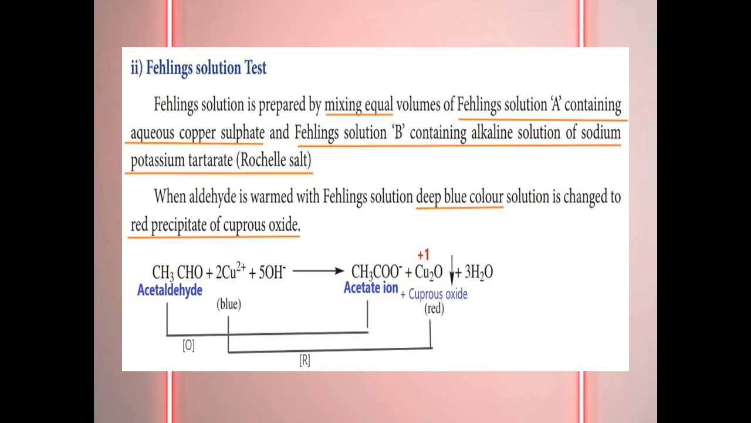Now see the reaction. The acetaldehyde is added to the copper 2 plus. We get the copper 2 plus from copper sulfate, and the OH minus we get from sodium potassium tartarate. Now the acetaldehyde changes to acetate ion, that is one oxygen is added there, so it is oxidized. Copper 2 plus has oxidation number 2 plus, but in cuprous oxide the copper oxidation number is plus 1. So plus 2 to plus 1 is reduction. Now the blue color of copper changes to a red color. It is an indication of the presence of aldehyde.